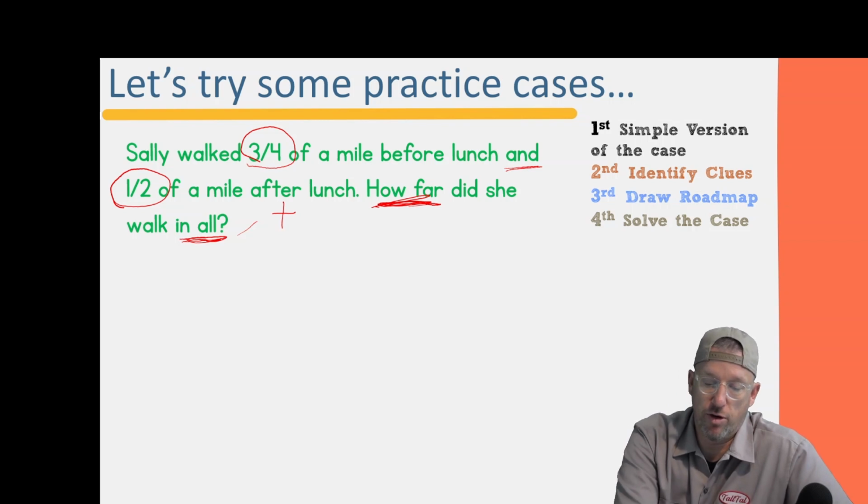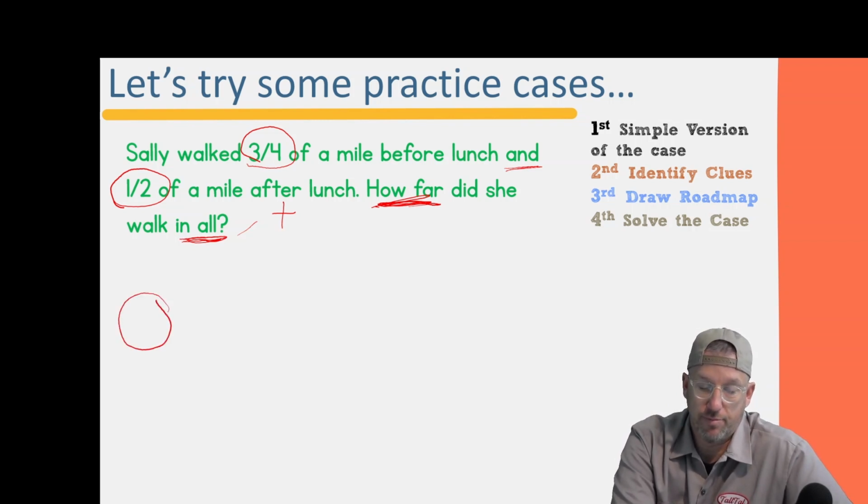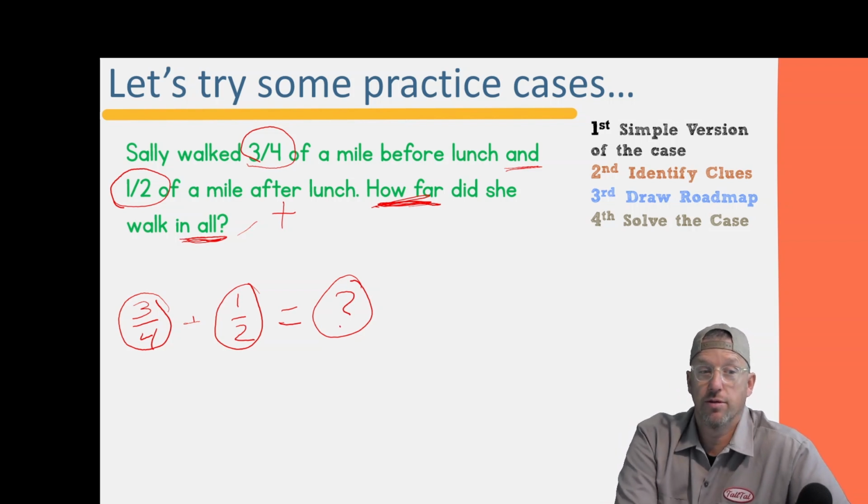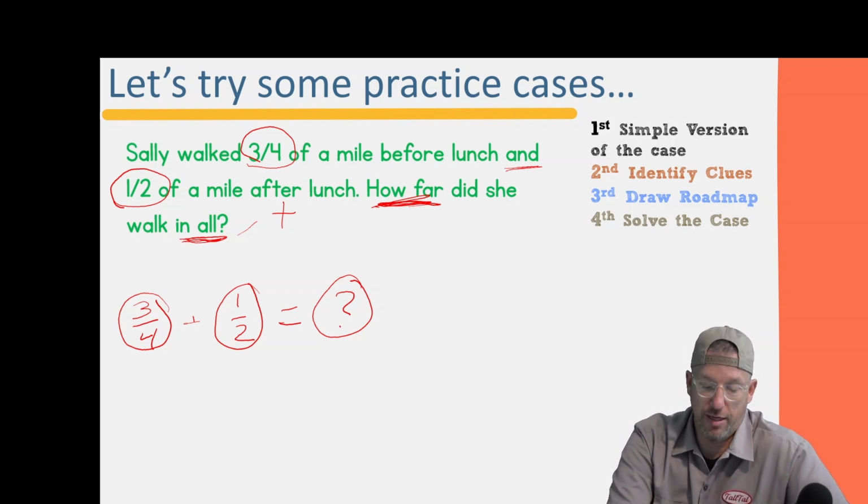So now we draw a roadmap. We have before lunch plus after lunch equals our answer, okay? So then I could say, well, what did she walk before lunch? She walked 3/4. What did she walk after lunch? She walked 1/2. How much did she walk in all? That is our unknown. So now we know how to solve the case. So let's go ahead and do that.